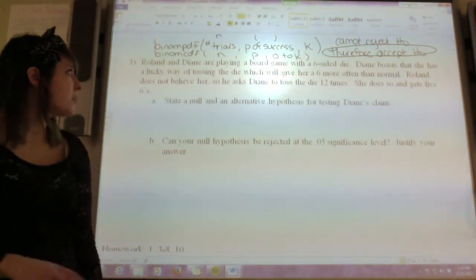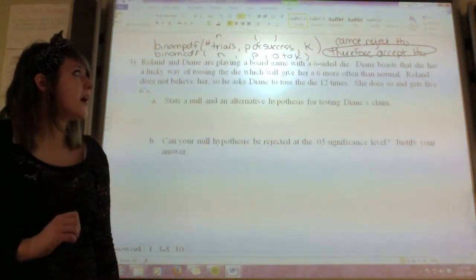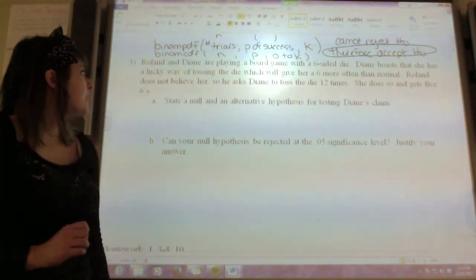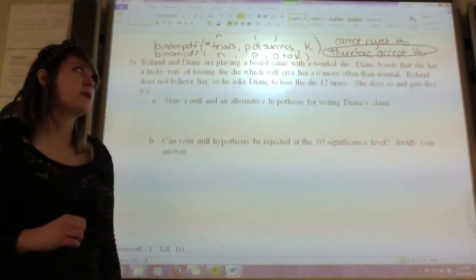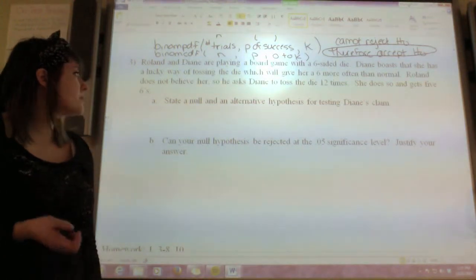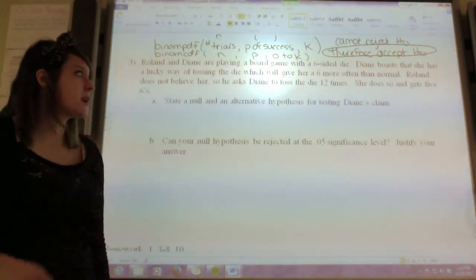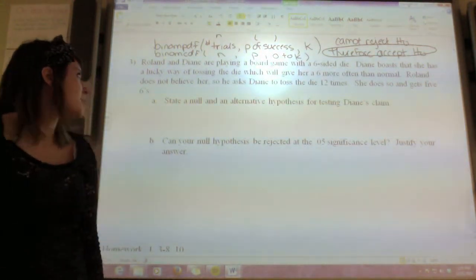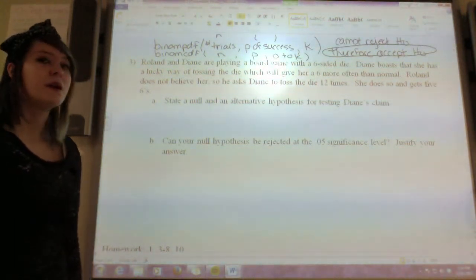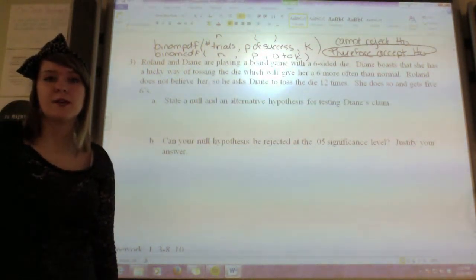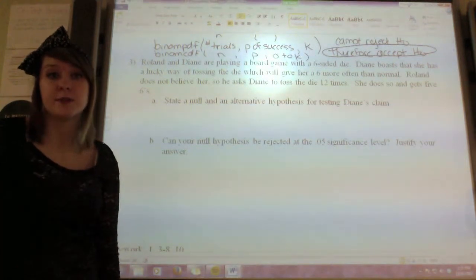Roland and Diane are playing a board game with a 6-sided die. Diane boasts that she has a lucky way of tossing the die which will give her a 6 more often than normal. Roland does not believe her, so he asks Diane to toss the die 12 times. She does so and gets 5 6s. The first thing we want to do is state a null and an alternative hypothesis for this situation.